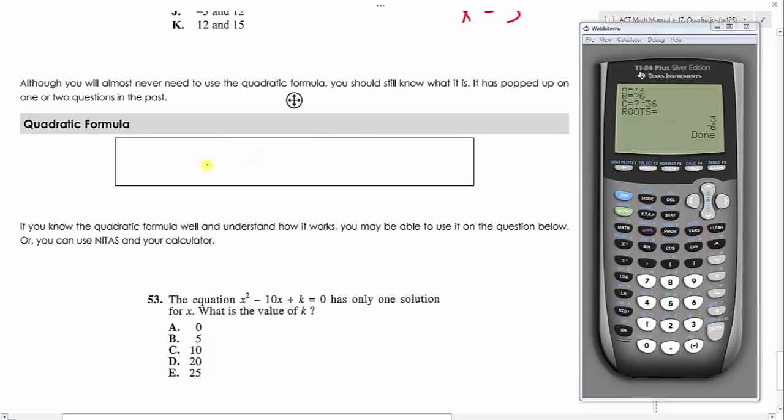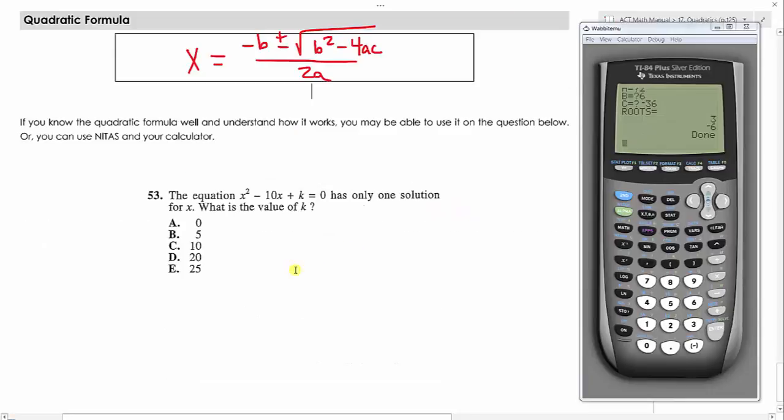What is the quadratic formula? It is that your roots, x, equals -b plus or minus the square root of b squared minus 4ac all over 2a. That is the quadratic formula. Now, occasionally, you're going to run across a question, and I say occasionally, but number 53 at the bottom of the page is really the only question where I've ever seen this happen. Occasionally, you may run across a question where having some understanding of what the quadratic formula is and what it tells you may help you to solve a question very quickly.